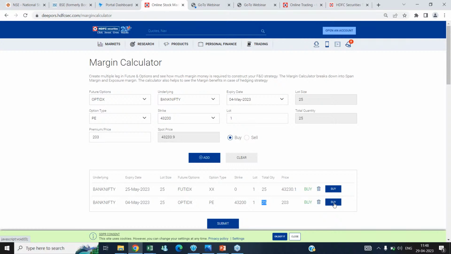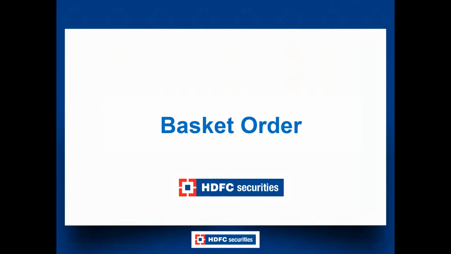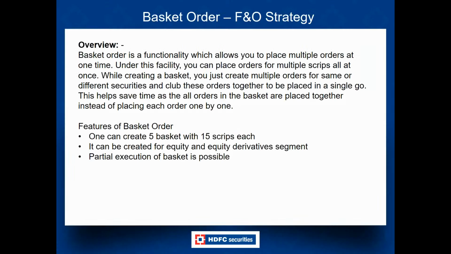But if you want to place these orders through a basket, in one single order window, you can also do that through our basket order functionality. So basket order is a functionality which allows you to place multiple orders at one time. Under this facility, you can place orders for multiple scripts all at once. While creating a basket, you just create multiple orders for the same or different securities and club these orders together to be placed in a single go. This helps save time as all the orders in the basket are placed together instead of placing each order one by one. Now, what are the features of basket orders?